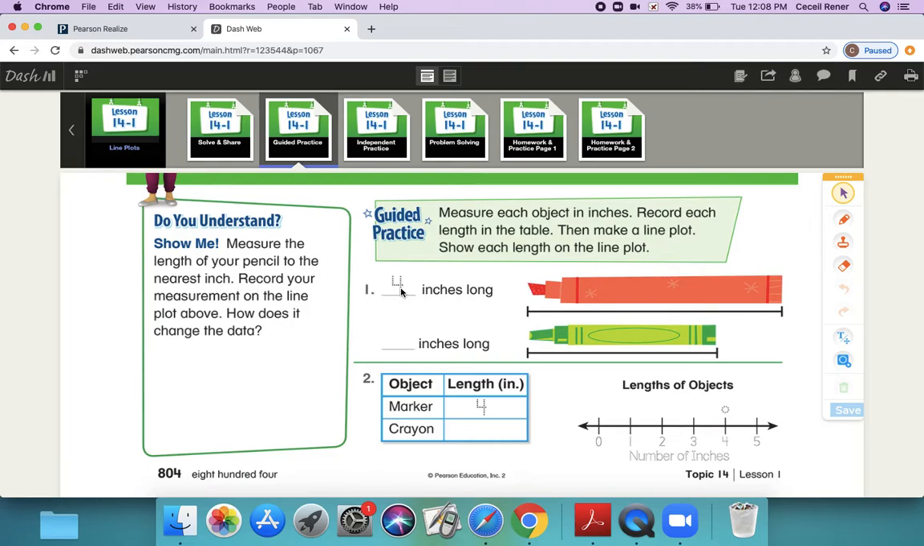Okay, now I want you to take your ruler and I want you to measure the crayon to the nearest inch. So you should line up your ruler at the beginning of the crayon. Remember, we're measuring in inches. That's our unit of measurement. And I want you to measure from the beginning of the crayon to the end. And then I want you to write what it is here.